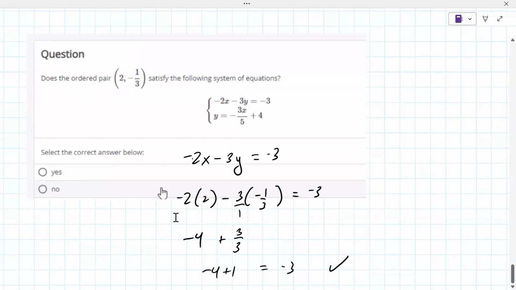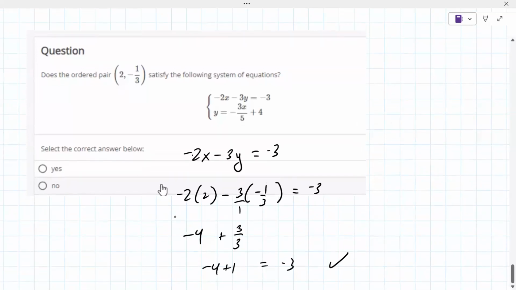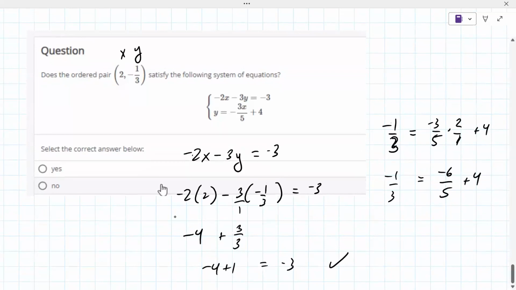Yes. All right. Now let's check the second one because it's got to work in both. Is negative 1/3, that's for y, x and y, does that equal negative 3 over 5 times 2 over 1 plus 4? So we've got negative 6 over 5 plus 4. Does that equal negative 1/3? The answer is no. You can just sort of be like, that's not negative 1/3. So no, it does not work.